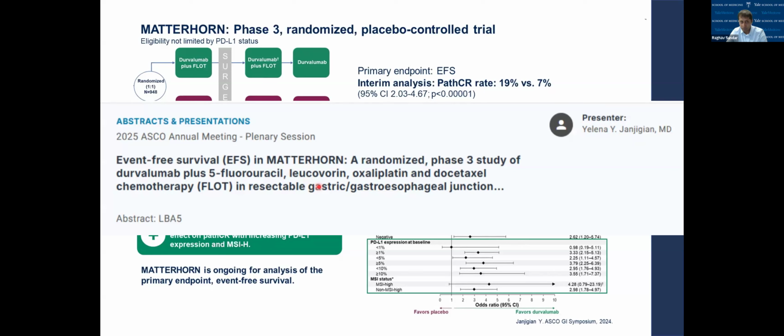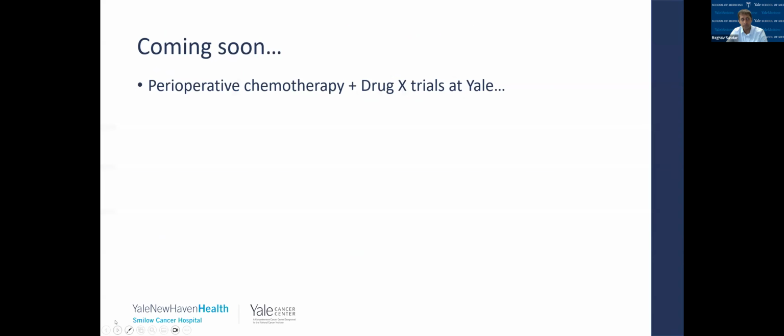And the press release announced that this had achieved its primary endpoint and is a positive study. So this is definitely going to be practice changing, and very likely patients are going to be offered FLOT in combination with durvalumab for resectable gastroesophageal adenocarcinomas. And on the background of that, we are going to have multiple perioperative chemotherapy plus novel therapeutic trials that are opening up at Yale in the next few months.